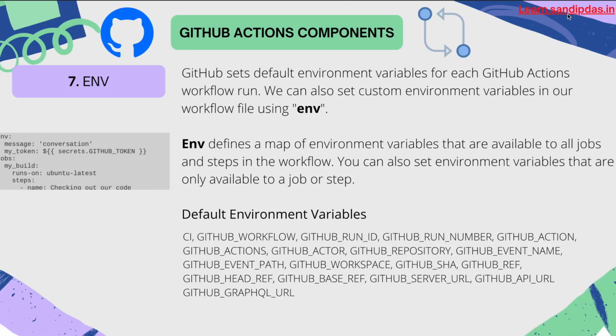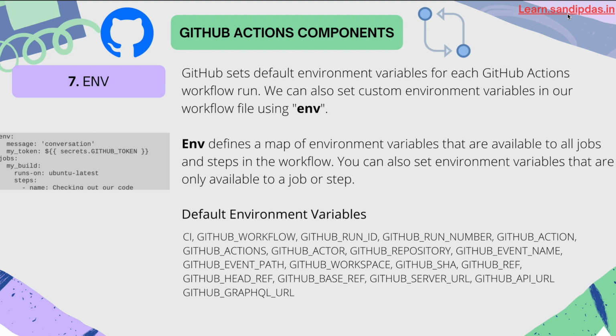The seventh one is the environment variables. GitHub sets default environment variables for each GitHub Actions workflow run. We can also set custom environment variables in our workflow using the env keyword. You can see in the image where using the env keyword, we are mentioning the message and my token.